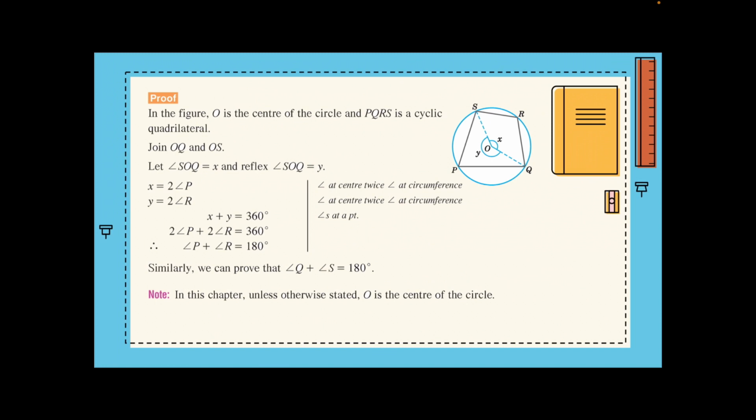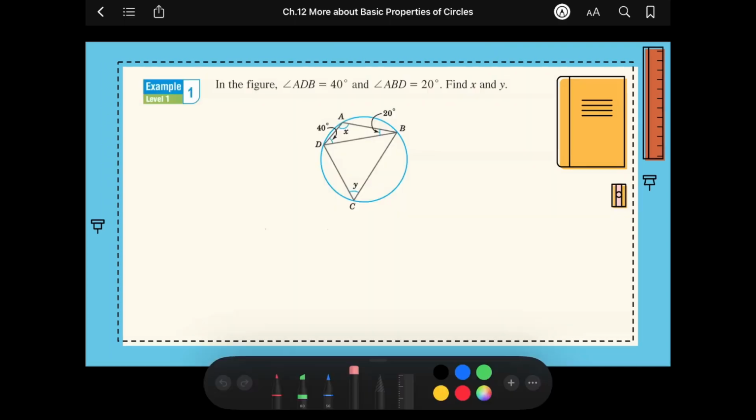The same thing for Y: Y equals 2R, because angle at centre is twice angle at circumference. Then X and Y add up to give you 360 because they are angles at a point. Using angles at a point, they add up to 360, and when you simplify it, you can conclude that angle P and angle R add up to 180. Using the same way, you can prove that angle Q and angle S is equal to 180 as well. So we have now looked at how this theorem can be proved in 2 different ways.